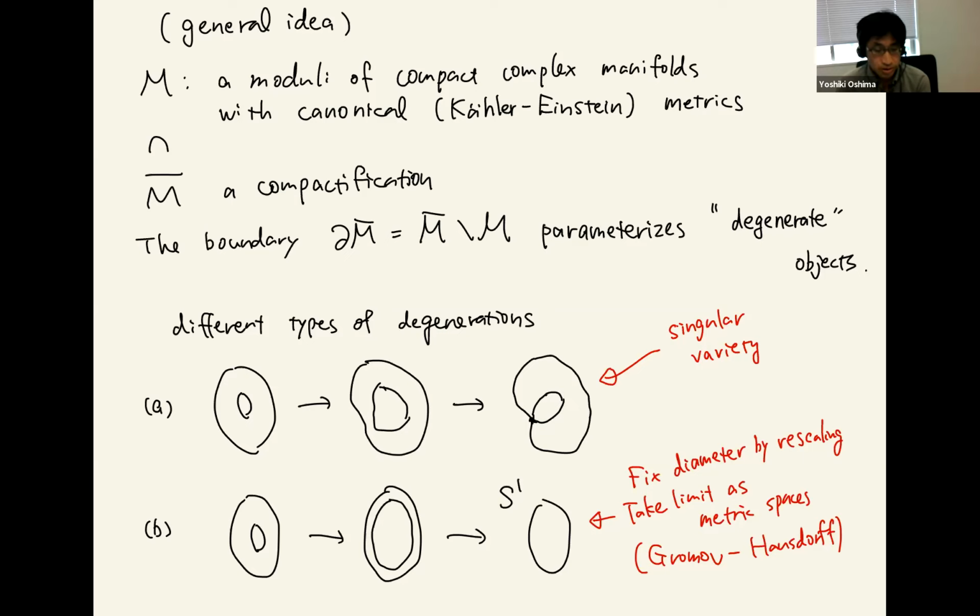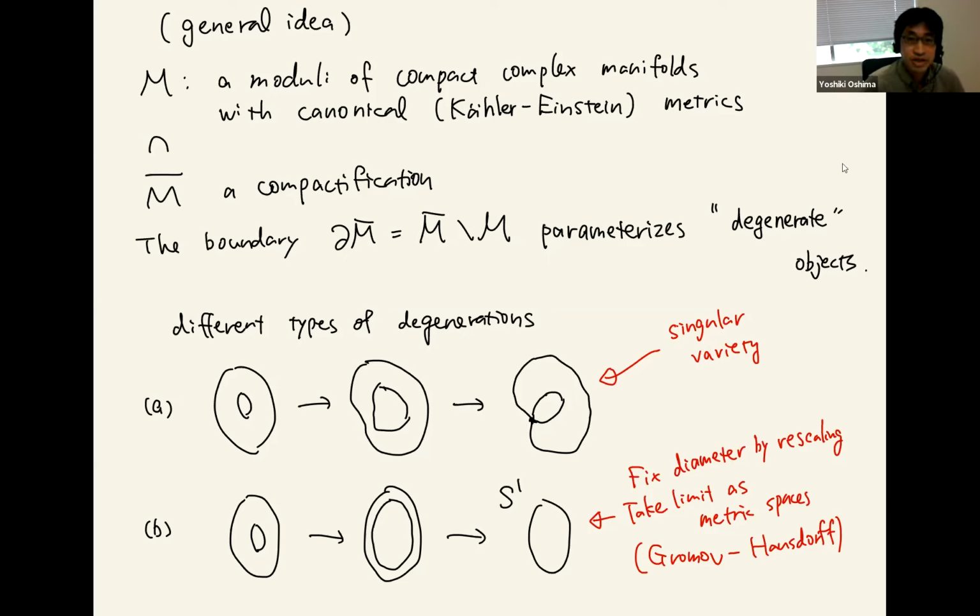So we will later focus on a Ricci-flat case. So we consider a family of Calabi-Yau manifolds. And more specifically, we consider abelian varieties and K3 surfaces. And then we consider a compactification of the moduli space such that the boundary parameterizes degenerate objects, so degenerate varieties.